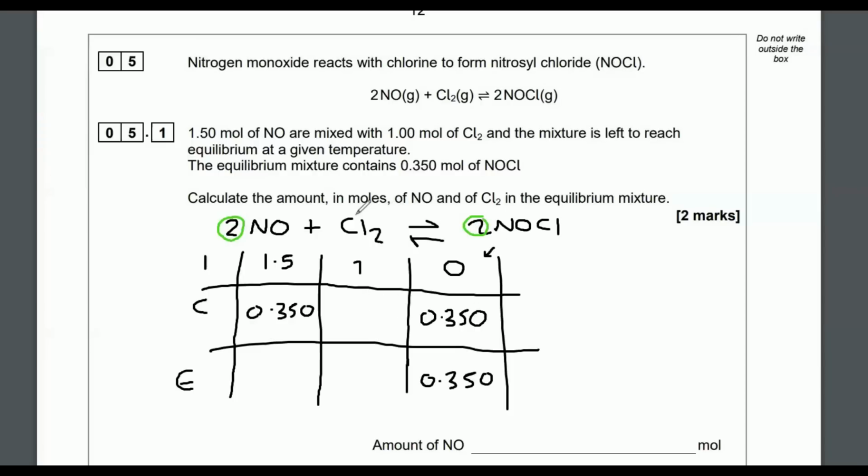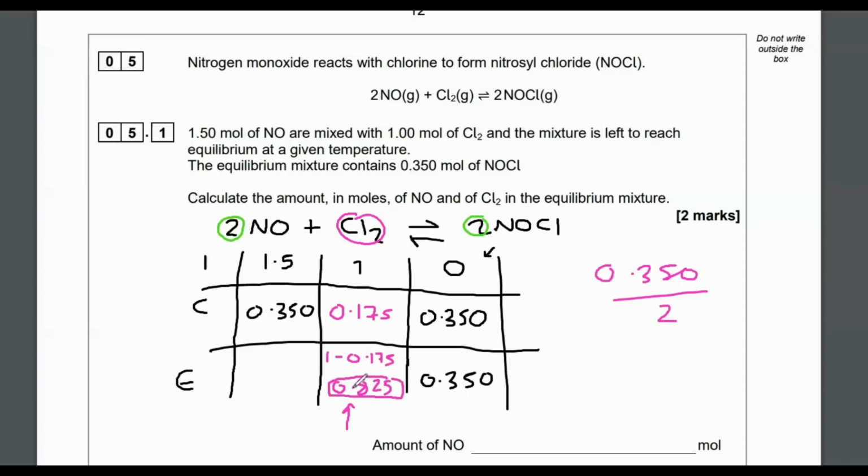However, it's a 2-to-1 with the chlorine. So I put the chlorine here in pink. So we've got 0.350 of nitrosyl chloride, but it has a 2-to-1 relationship with the chlorine. So we need to divide it by 2 to find out the moles of chlorine that have changed, and it's 0.175. So all I've got to do to work out the moles at equilibrium is take the initial moles of the chlorine minus the change in moles, so 1 minus 0.175, and I will get the moles of chlorine at equilibrium, and that equals 0.825.